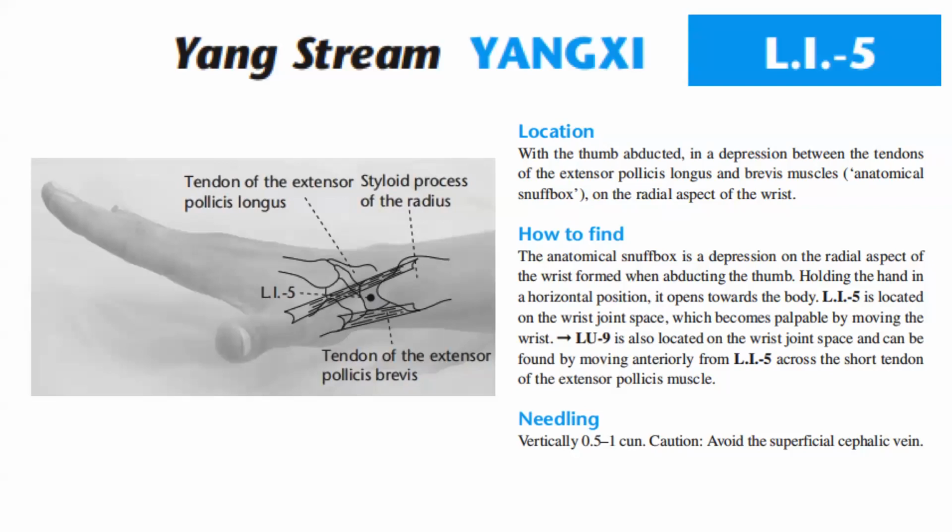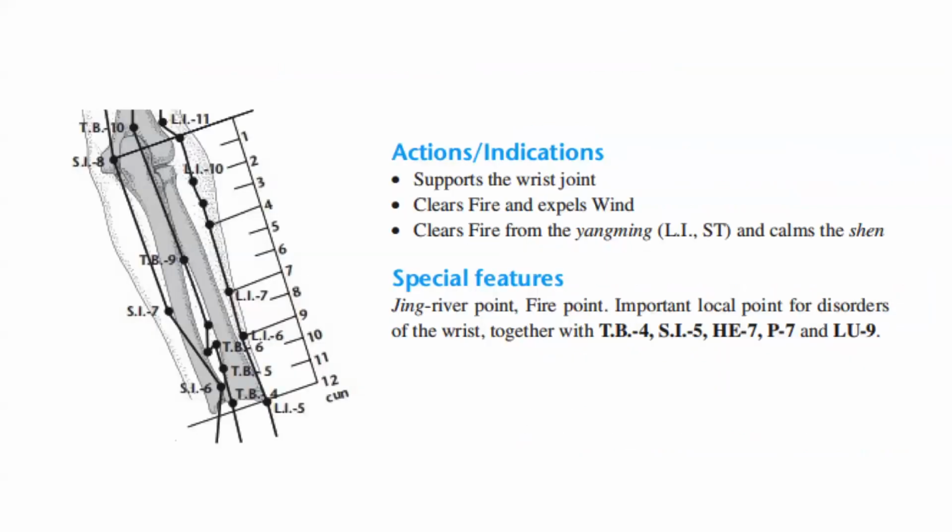LI5 is located on the wrist joint space, which becomes palpable by moving the wrist. Lung 9 is also located on the wrist joint space and can be found by moving anteriorly from LI5 across the short tendon of the extensor pollicis muscle. Needling vertically 0.5 to 1 cun. Caution: avoid the superficial cephalic vein. Actions, indications: supports the wrist joint, clears fire and expels wind, clears fire from the Yangming, the large intestine and stomach, and calms the Shen. Special features: Jing River point, fire point.